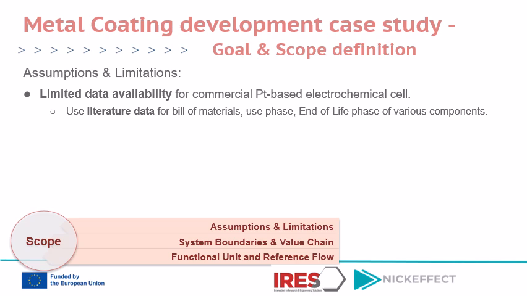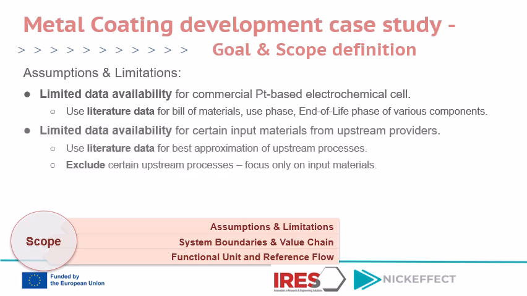In this project, we have identified some possible limitations related to data availability. For example, for the commercial platinum-based electrochemical cells, there is a lot of confidential information that cannot be shared with us regarding how these products are made and what materials exactly are included. To address this, we aim to use literature data to develop the bill of materials for the electrochemical cells, as well as to gather the inventory information for the use phase and the end-of-life phase of the various components included in the electrochemical cells.